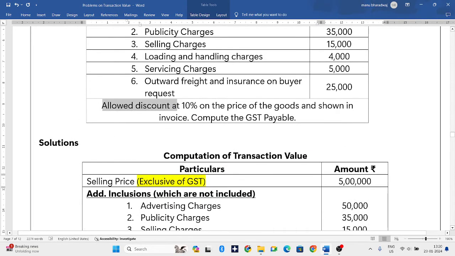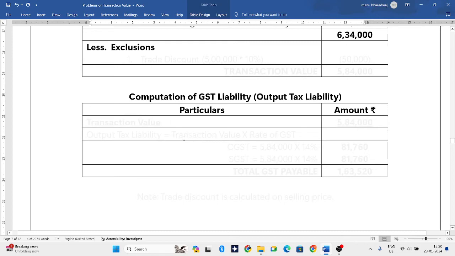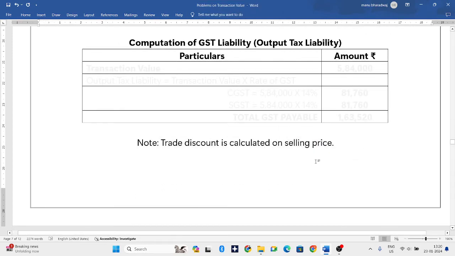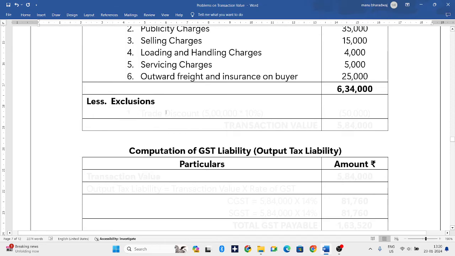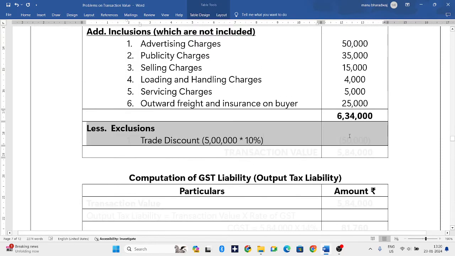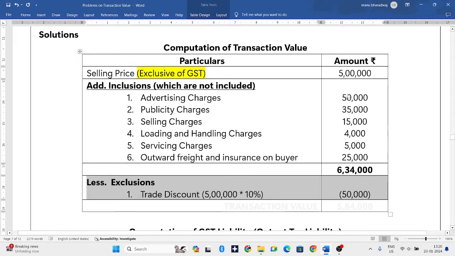We have discount allowed at 10%. Always remember one thing, the trade discount is always calculated on the selling price. Here our selling price is how much? Selling price is 5 lakh rupees. On this 5 lakh we will charge 10%. The discount will be 50,000 rupees.